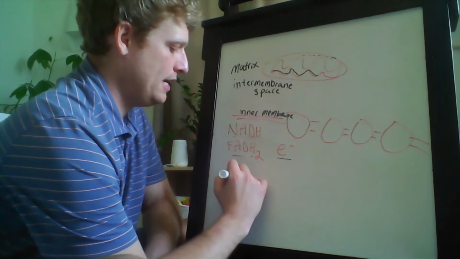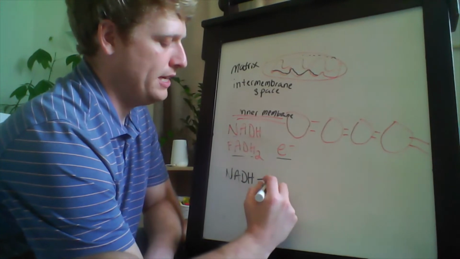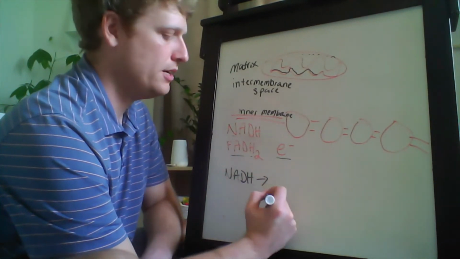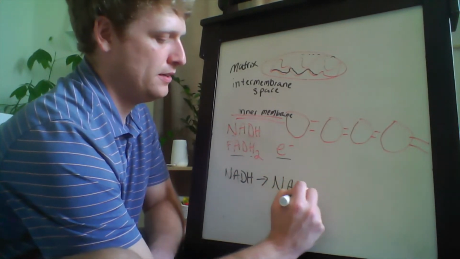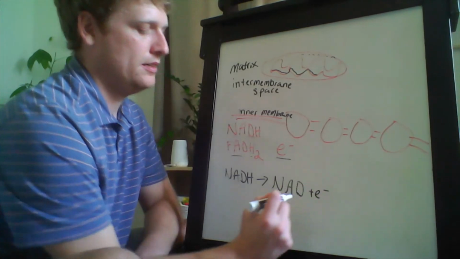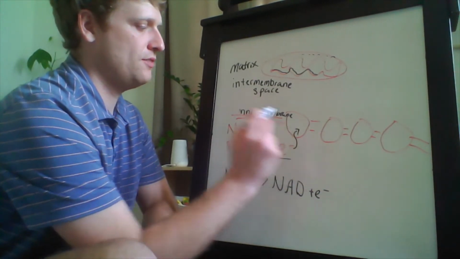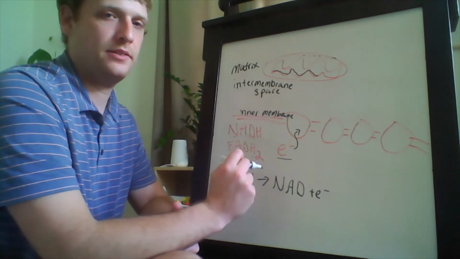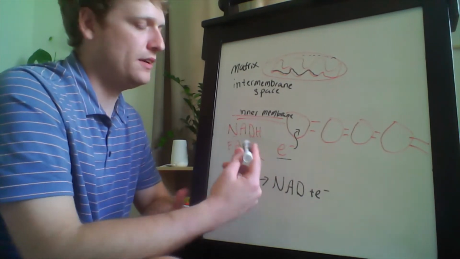So NADH is going to be oxidized. It's going to lose that electron that it picked up, and that electron is going to be transferred to one of these proteins in the mitochondrial matrix. And remember, an electron moving gives off some energy.